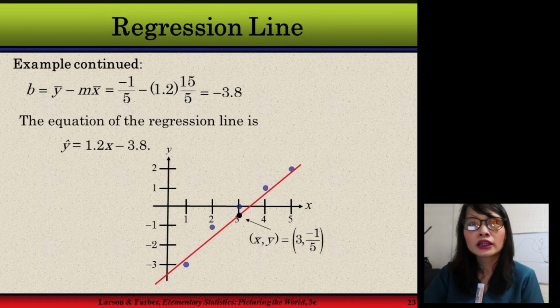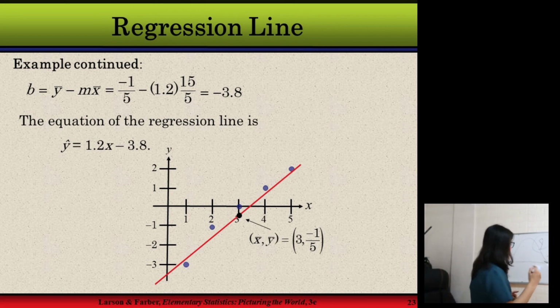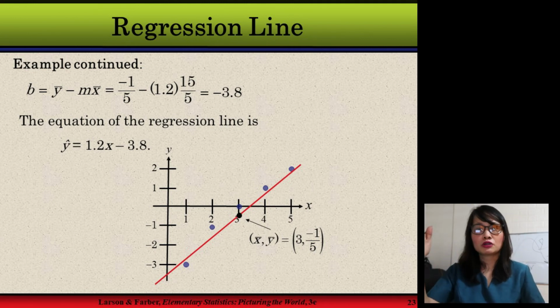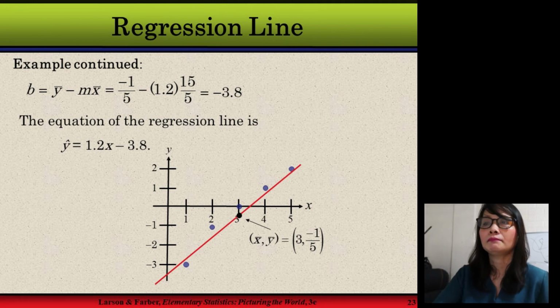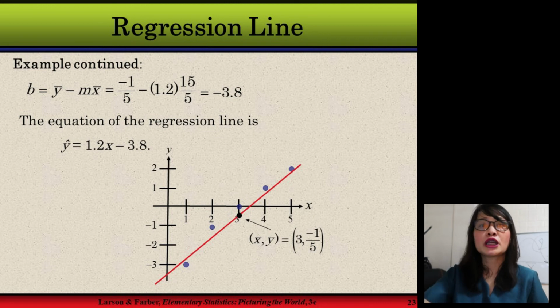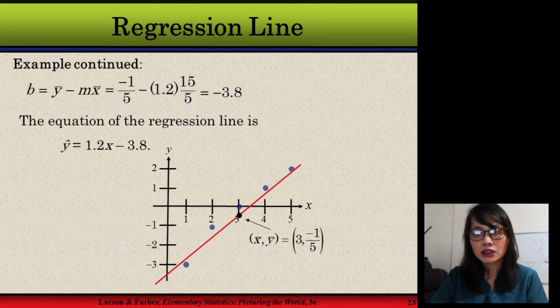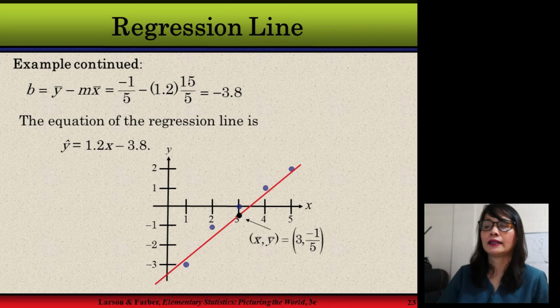Miss, where do you get negative 1 over 5? That's the mean of your y values. So remember, when we say y bar, you're referring to the mean of your y values, and x bar refers to the mean of your x values. So you do have negative 3.8. Therefore, the equation of the regression line is the predicted y value equal to 1.2x minus 3.8. So that is the equation of the regression line.